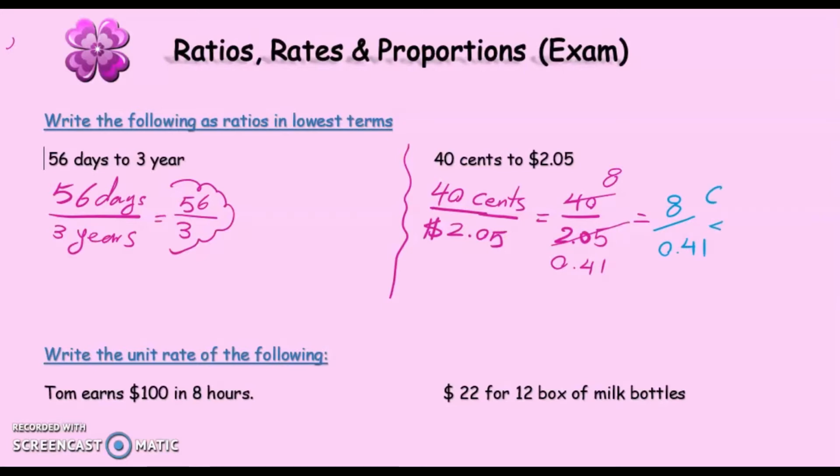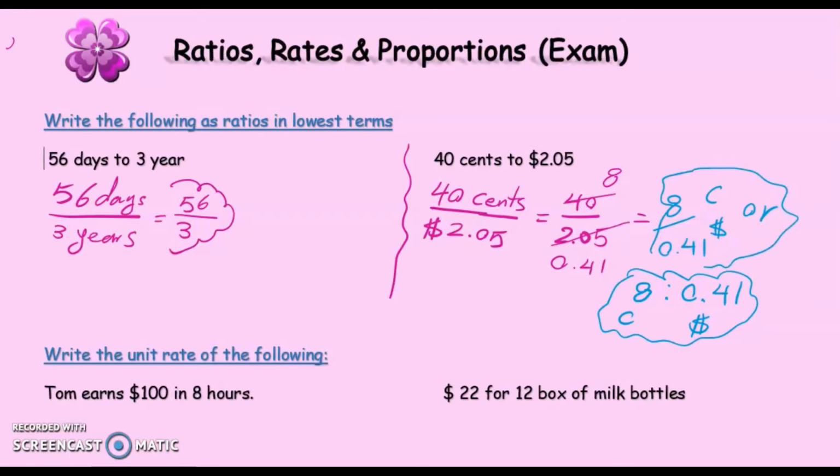cents to dollar. Or the ratio can be represented in the colon format. You can say the ratio is 8 cents to the 0.41 dollar. You can represent it like this, or you can represent it like this. Both of them are correct.